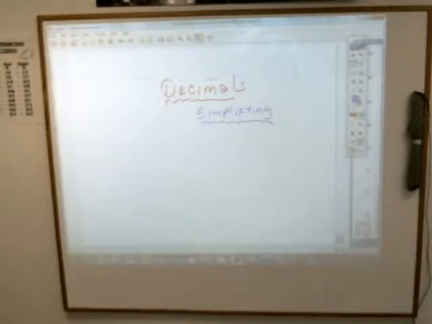Simplifying decimals. There's a basic gist here that you can write down.